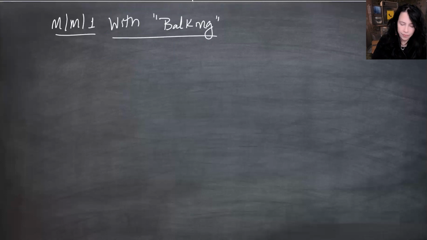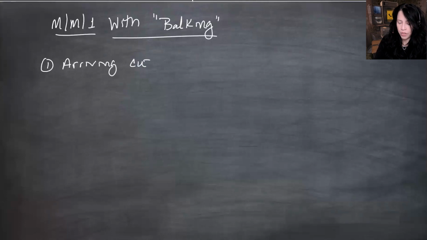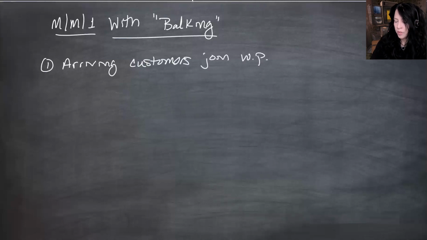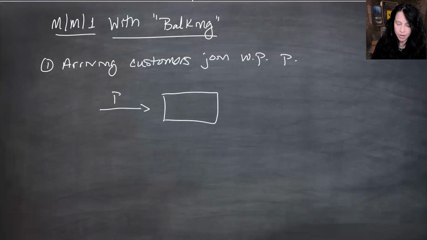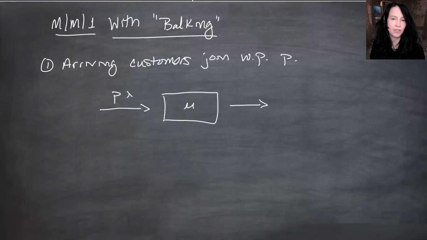I just wanted to recap, though. Our first case was arriving customers join the system with some probability P. That's not really making much of a decision. All that's doing is thinning out the arrival process, so we're going from a Poisson process with rate lambda to a Poisson process with rate P times lambda. The exponential service rate mu is still the same.